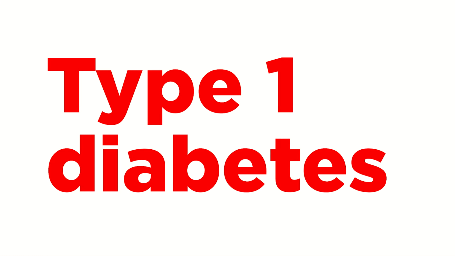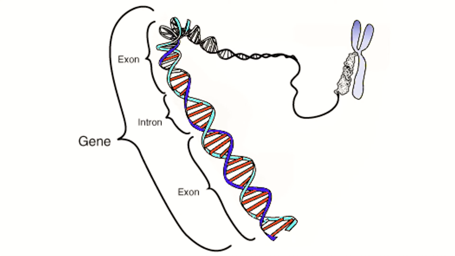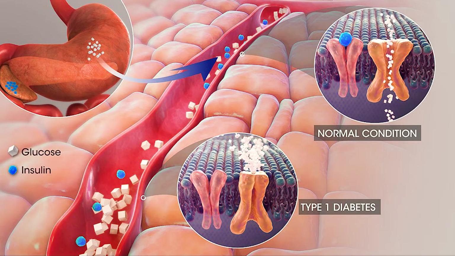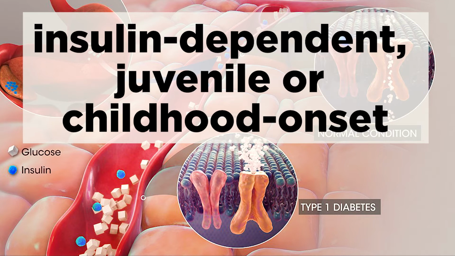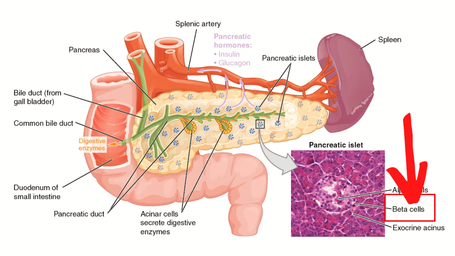Type 1 diabetes. There are two main types of diabetes mellitus, type 1 and type 2. These types of diabetes are polygenic, meaning they are related to a change or defect in multiple genes. Type 1 diabetes, previously known as insulin-dependent, juvenile, or childhood onset, is characterized by deficient insulin production due to damage to the beta cells of the pancreas.